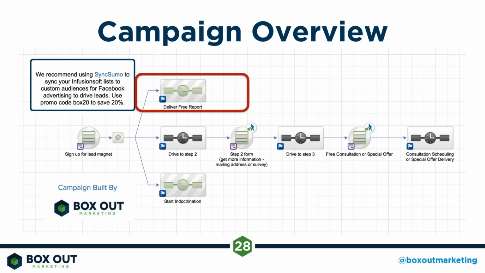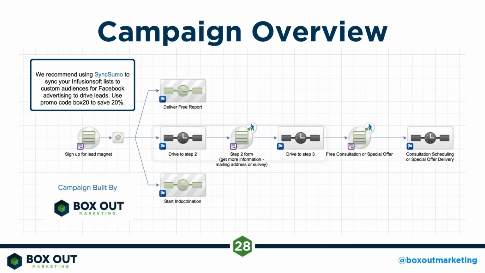I'm not going to go into the rules of why that's the case, but a contact cannot be in a campaign or in a sequence more than once. So if they're already in that sequence that's labeled drive to step 2, then we can't put them in there again. So we have to separate out the delivery of the free report or the lead magnet so they can get it every time they fill out the form.